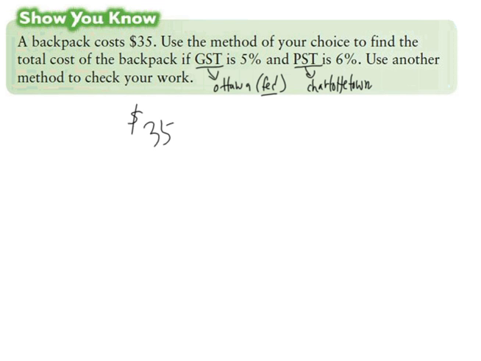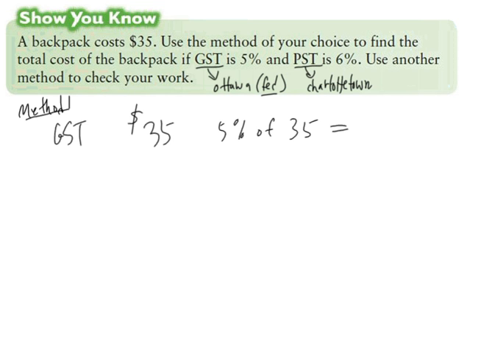So for this backpack that you're buying, the first thing you want to do is calculate how much GST I will pay on it. So the GST is the first thing. And we're going to go with 5% of the $35 backpack. And we're going to use a calculator for this. And this is method 1. Method 1 is just basically calculating the cost of each of these taxes and adding them on. So what is 5% of $35?